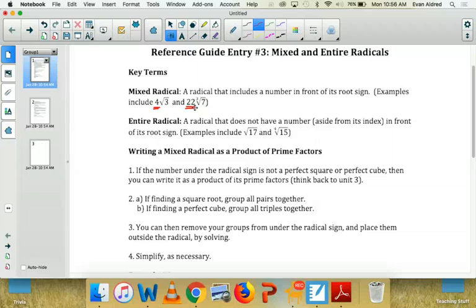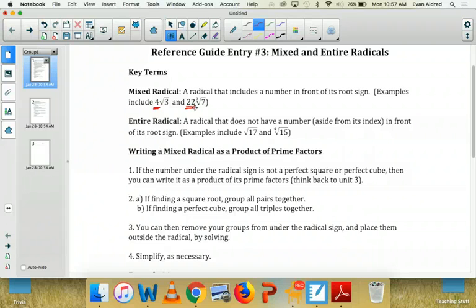And that's half of what we're going to be doing in today's reference guide. We'll be looking at radicals and simplifying them in such a way that we get a value that appears outside of the radical sign, like the 4 and the 2 do in the examples that are included there.